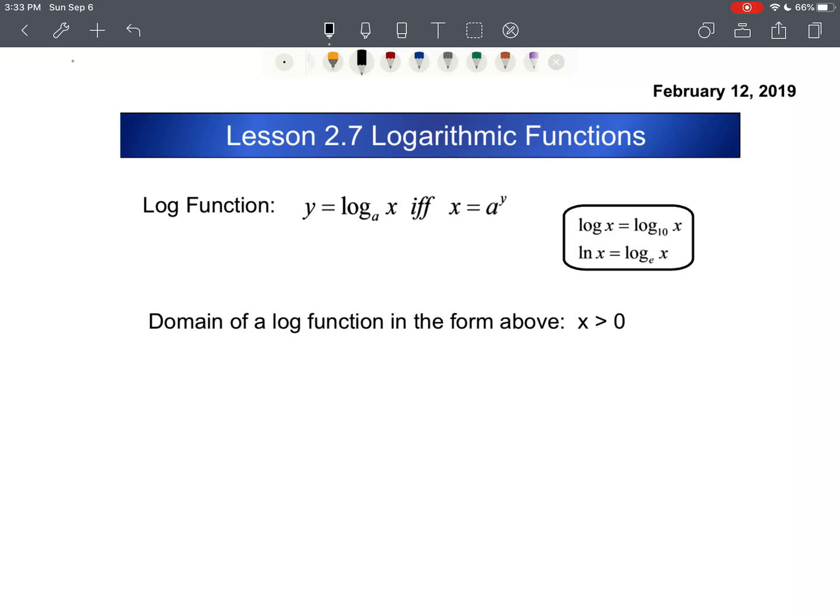In this lesson, we're going to learn about logarithmic functions. Now, a logarithmic function is written y equals log base a of x. And that is true if and only if x equals a raised to the y power. So our output, y, is an exponent. So when you have a log function, that output is an exponent.